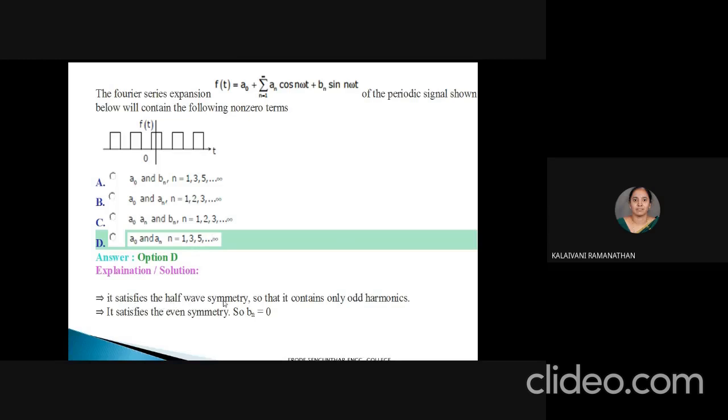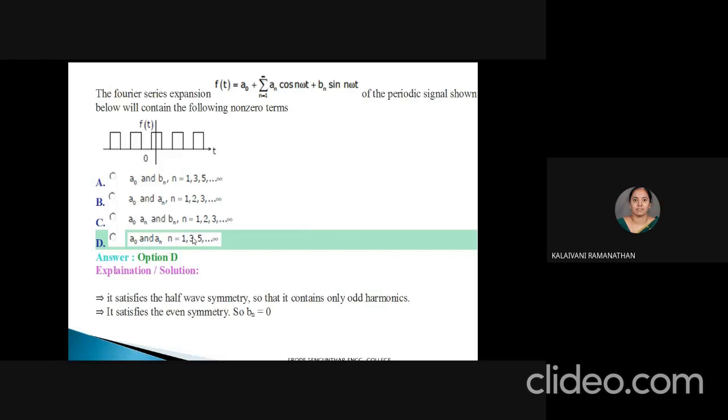It satisfies the half-wave symmetry, so it only contains odd harmonics. Otherwise you would have chosen the other option also. And then it satisfies the even symmetry, so Bn is equal to 0. I hope you understand this problem. In a Fourier series, you have to consider this before calculating your Fourier series coefficients. Since it has an even symmetry, your Bn is equal to 0, and it satisfies a half-wave symmetry, so it contains only odd harmonics.